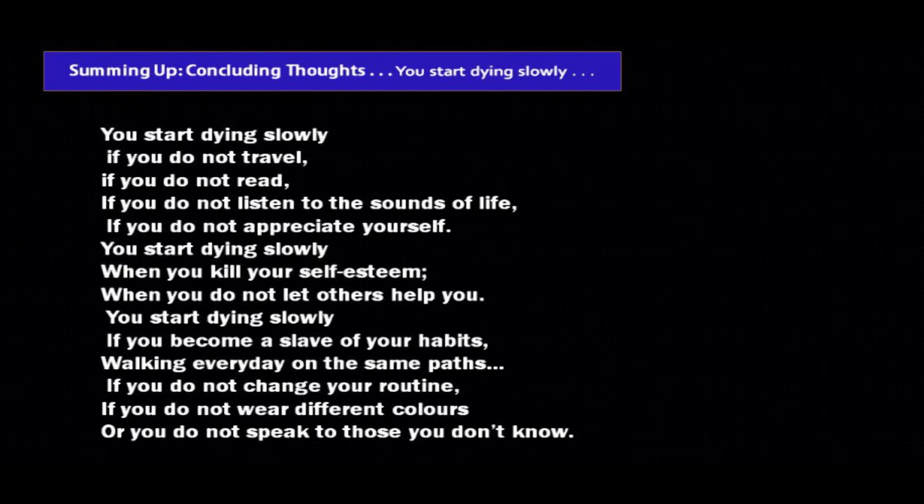If you do not appreciate yourself, if you are all the time self-critical, if you all the time keep a low self-esteem about yourself, if you are all the time jealous of somebody because you cannot match up to others' expectations and you cannot increase your level, you start dying slowly. When you kill your self-esteem, when you do not let others help you, you start dying slowly.